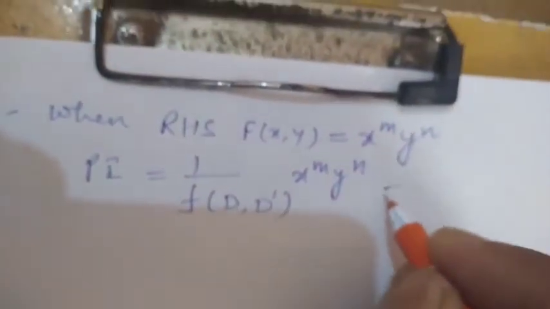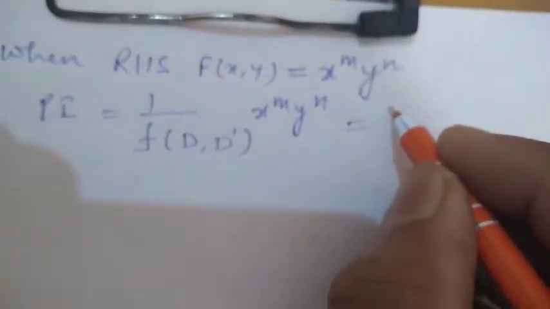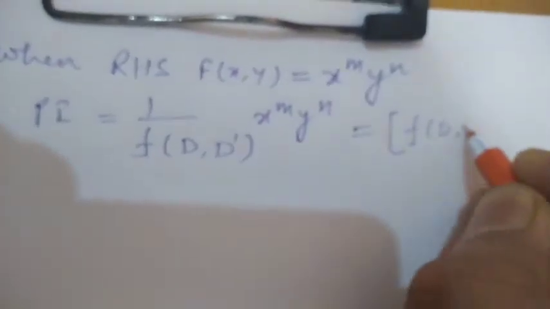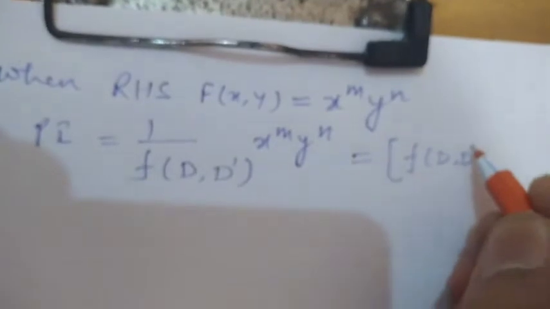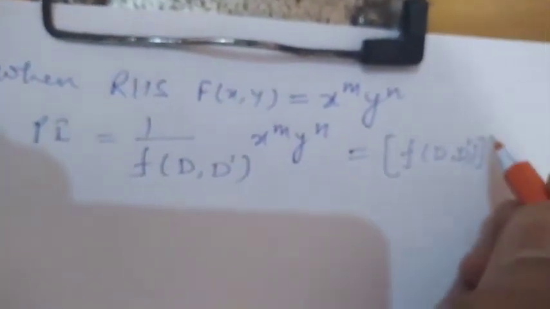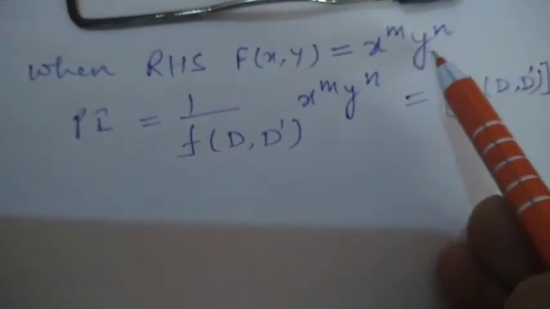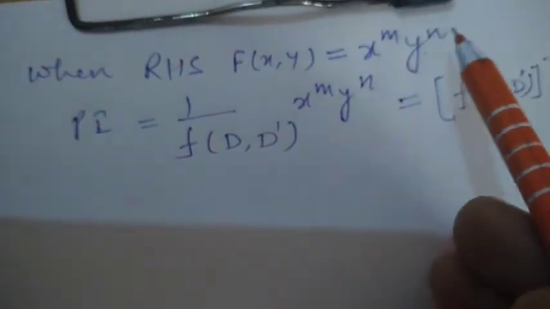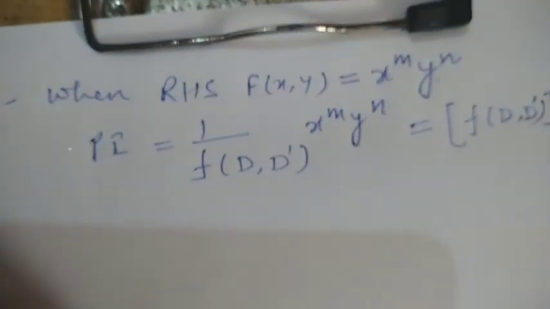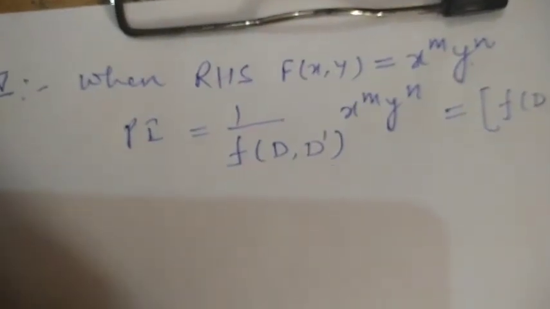There are many ways it can be done. For x to the power m y to the power n, by the same process, there are at least two cases, because here m and n are two constants, so there are at least two cases.